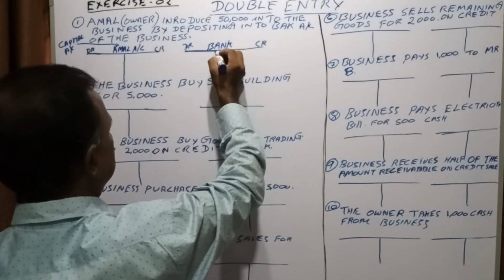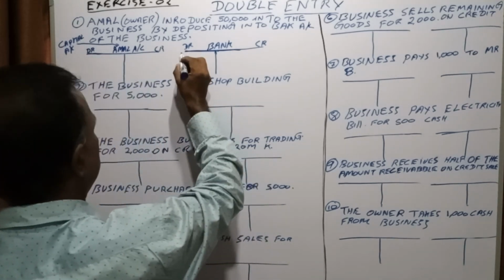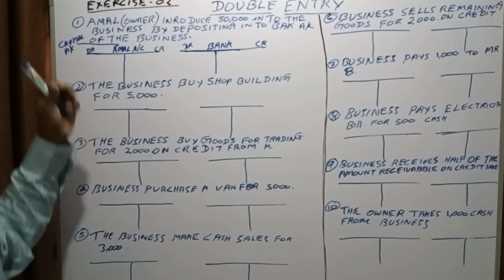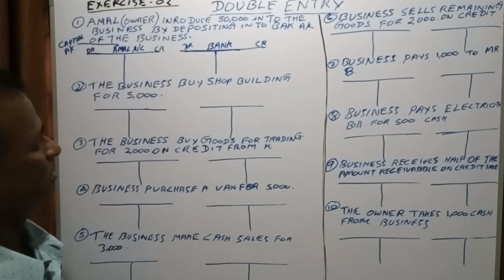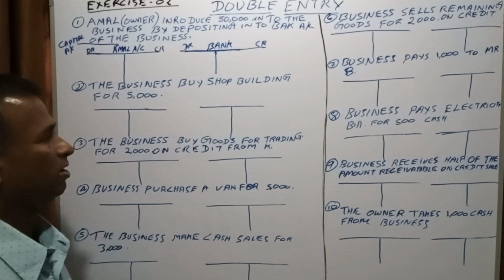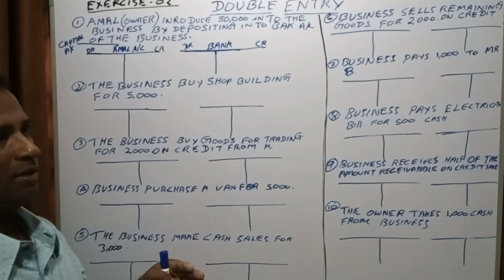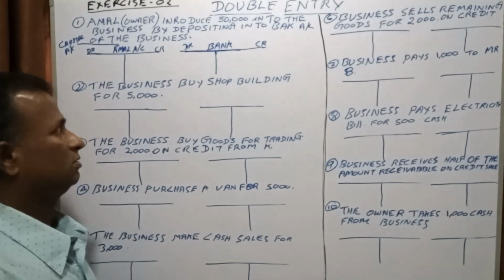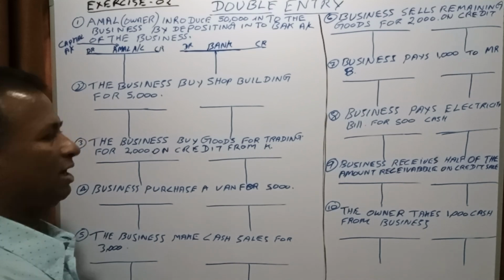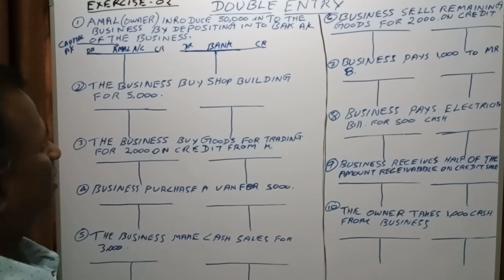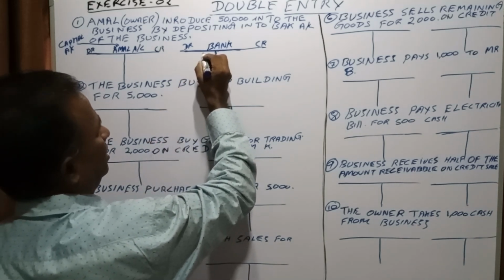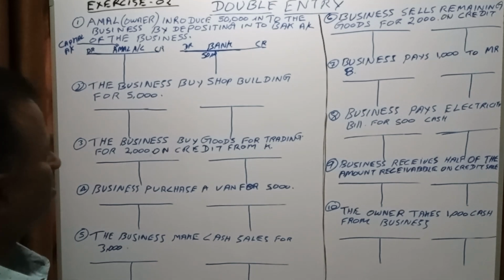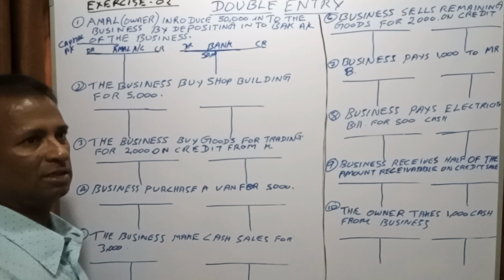Already in the first exercise I have explained to you how to pass the double entries. Here Amal is bringing the money into the business, right? Into the business, in the sense into the bank. He is depositing it to the bank. So bank balances are always classified under assets account. If it is classified under the assets account, there is an increase in the assets. So the 50,000 will be debited. Anything that increases in the bank assets will be debited. Anything that decreases in the assets will be credited.